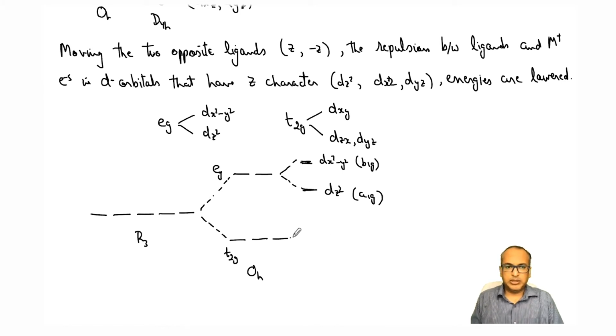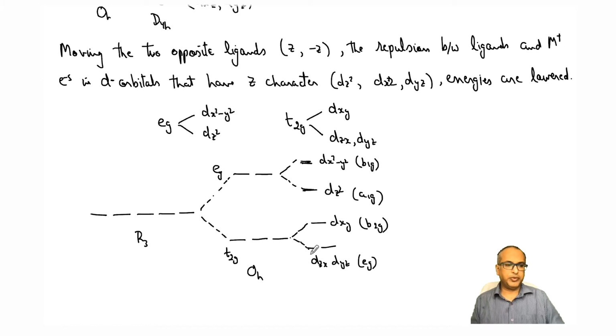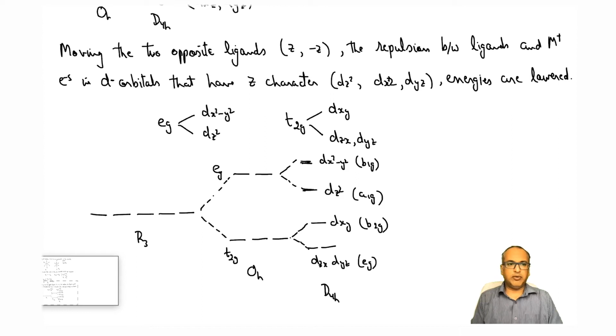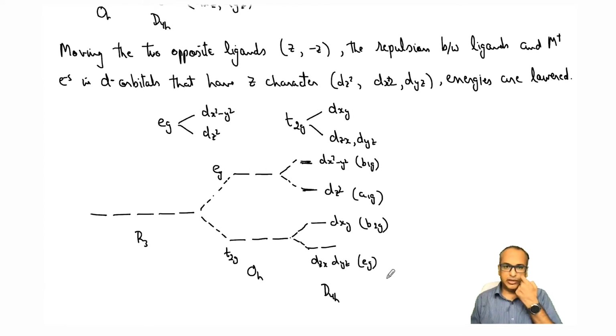And of these T2G orbitals, one will go up and two will go down. This will be dxy, and these will be dzx and dyz. The symmetry here is EG, and the symmetry here is B2G. Now this was Oh and this one is now the D4h point group. Okay, and what is this case? This case is tetragonal elongation.